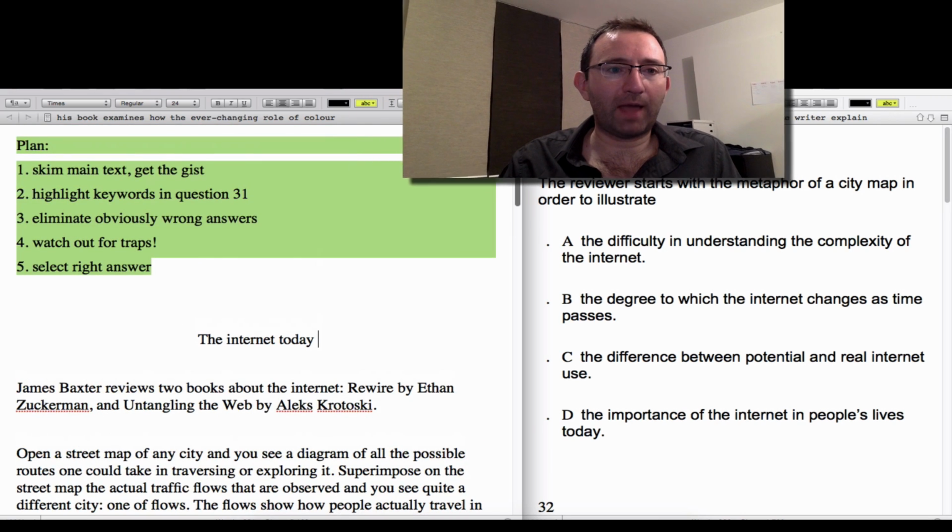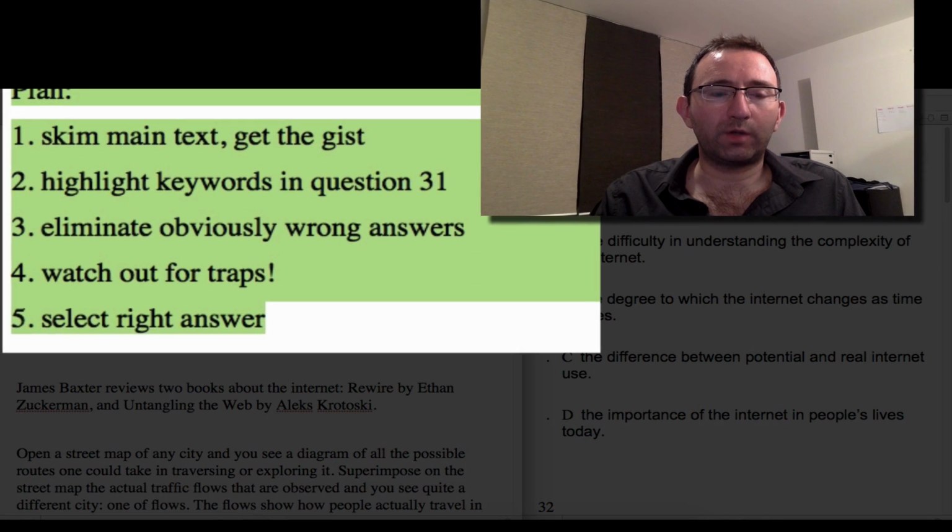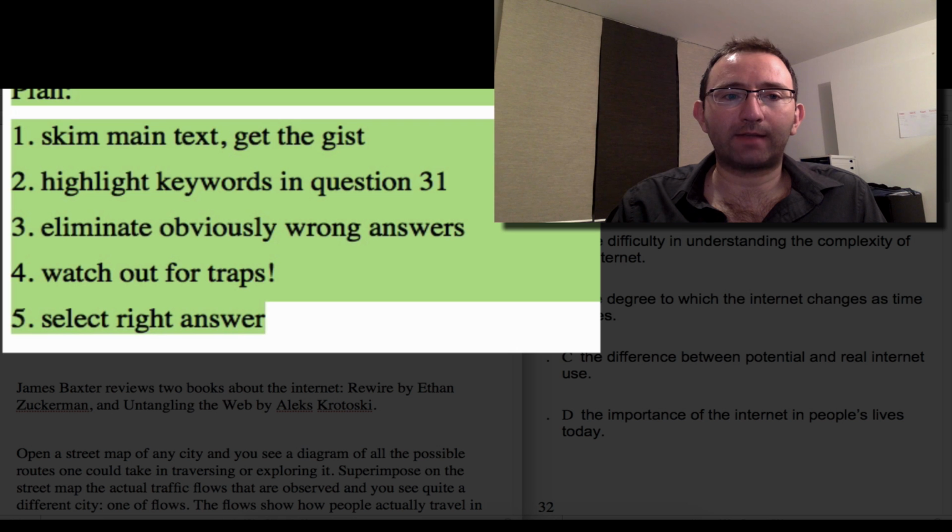Okay, right, here's my plan. So first I'm going to skim the main text to get the gist, but I'm not going to spend too long on it. Number 2, I'm going to highlight the keywords in question 31, which is the first of the 6 questions. The third step, I will eliminate the obviously wrong answers. Number 4, I will be watching out for traps.